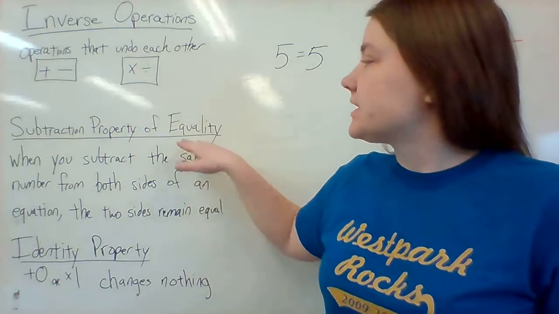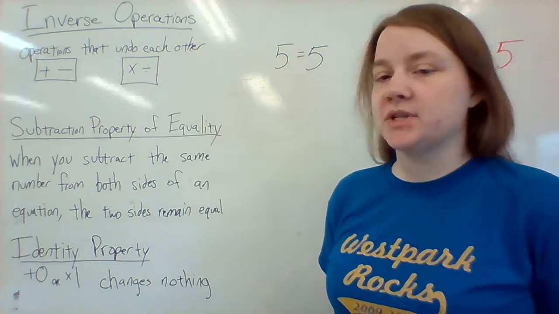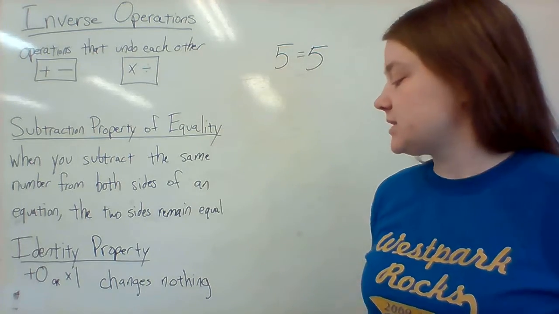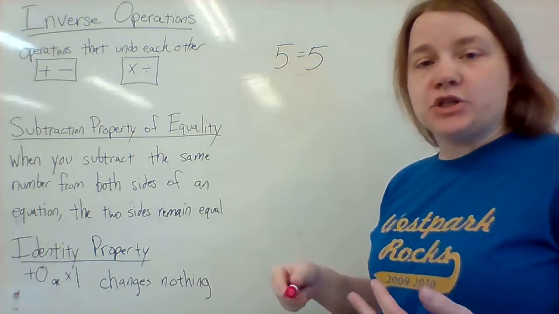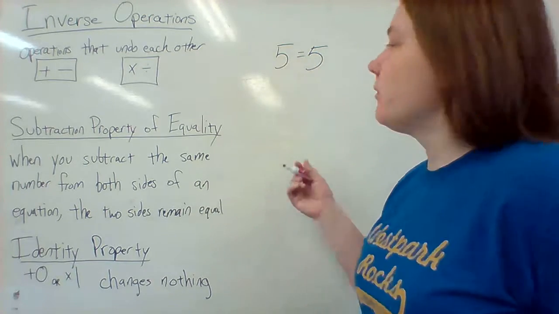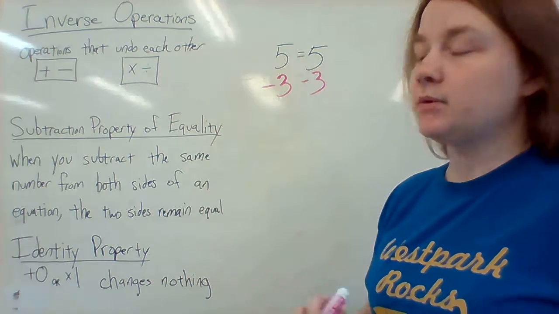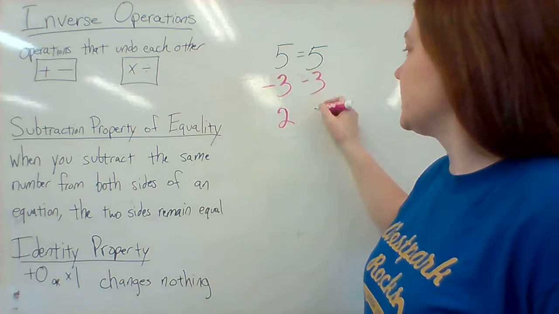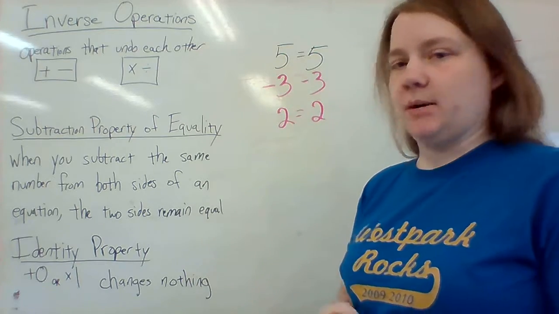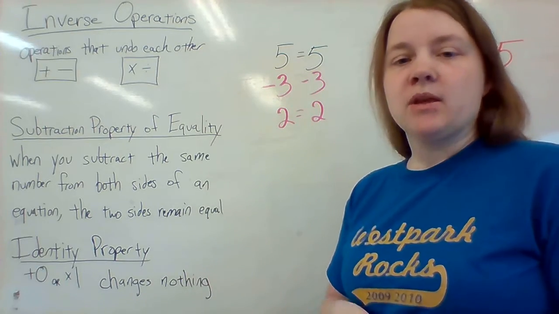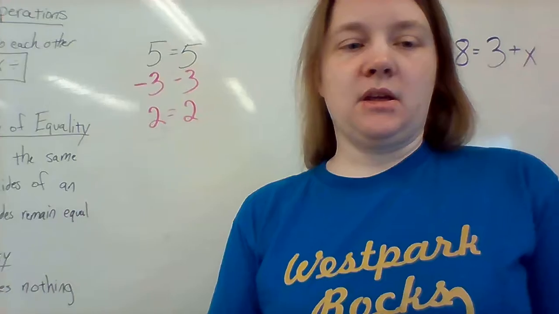The subtraction property of equality says that when you subtract the same number from both sides of an equation, the two sides remain equal. So for example, here we have 5 equals 5. And it's true that 5 does equal 5. What happens if I subtract 3 from both sides? Well, 5 minus 3 is 2. 5 minus 3 is 2. And the two sides are still equal. And we're going to be using that property as well as the identity property when we are solving these addition equations. So let's take a look at our first few problems.